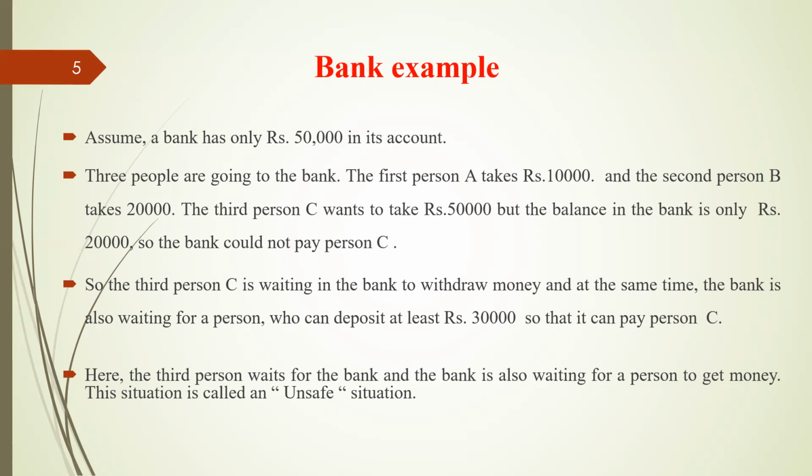So the third person C is waiting in the bank to withdraw money, and at the same time, the bank is also waiting for a person who can deposit at least 30,000 so that it can pay person C. Here, the third person waits for the bank, and the bank is also waiting for a person to bring money. This situation is called an unsafe situation, and this unsafe situation will lead to deadlock.